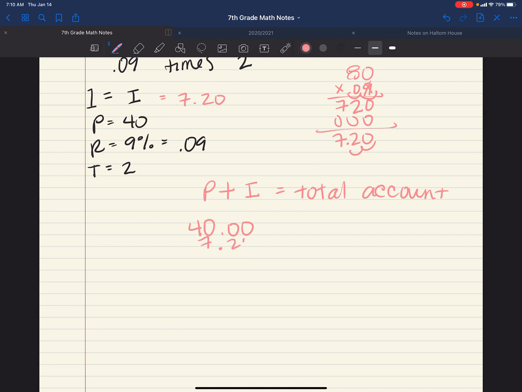So I'm adding 40 plus $7.20. Please notice how I aligned my decimals. And now I'm just going to add straight on down. 0 plus 0 is 0. 0 plus 2 is 2. Pull down my decimal. 0 plus 7 is 7. And 4 plus nothing is 4. So after 2 years, her total account balance in her savings account will be $47.20.